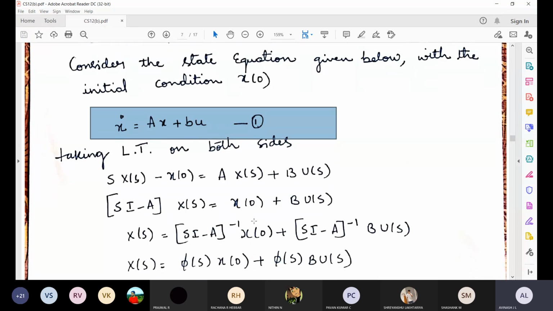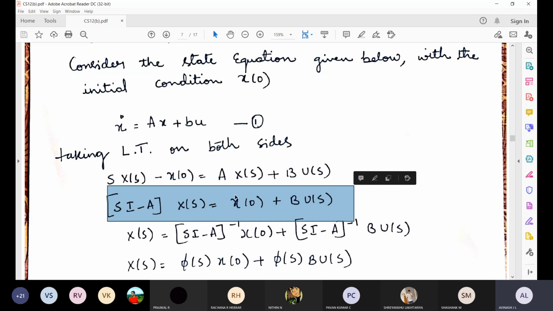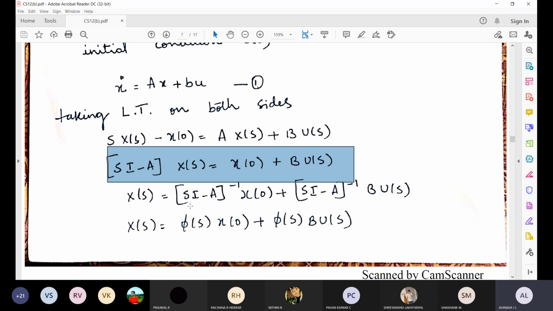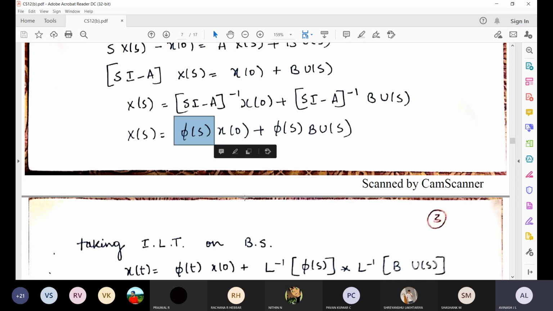You take the X of s terms to one side, so it will be similar to the last way. (sI minus A) X of s will be equal to x of 0 plus B U of s. You shift the (sI minus A) to the other side. So you will get X of s equal to (sI minus A) inverse x of 0 plus (sI minus A) inverse B U of s. We know that (sI minus A) inverse is phi of s, so we replace this with phi of s.